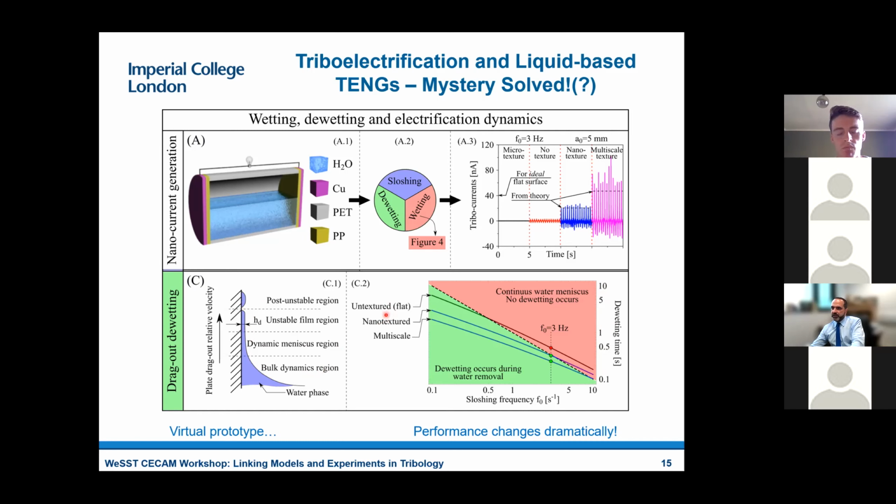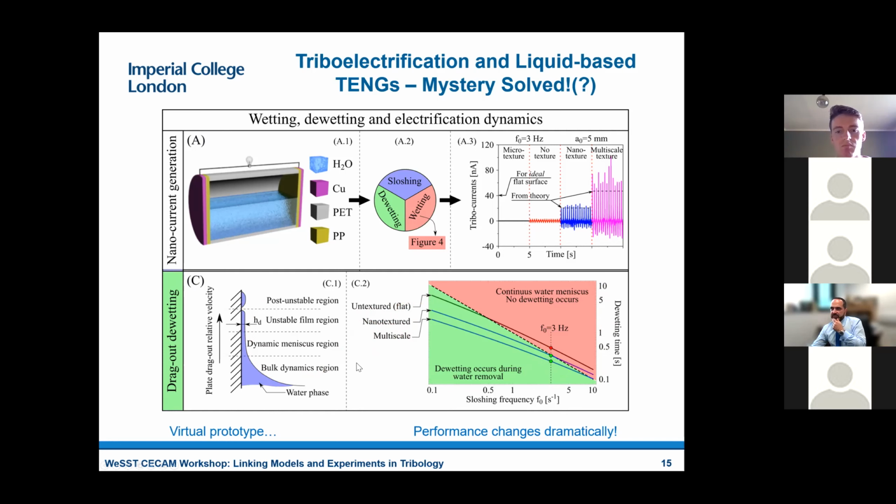Now, depending on the system you have, looking at the untextured, the nanotextured, and the multi-scale systems, you see that this depends very much on the dynamics of the system. For the untextured and the macrostructured systems, you will not have enough time for the system to dewet. While for the nanotexture and the multi-scale structure, you are in the regime whereby there is enough time for the system to lose water completely.